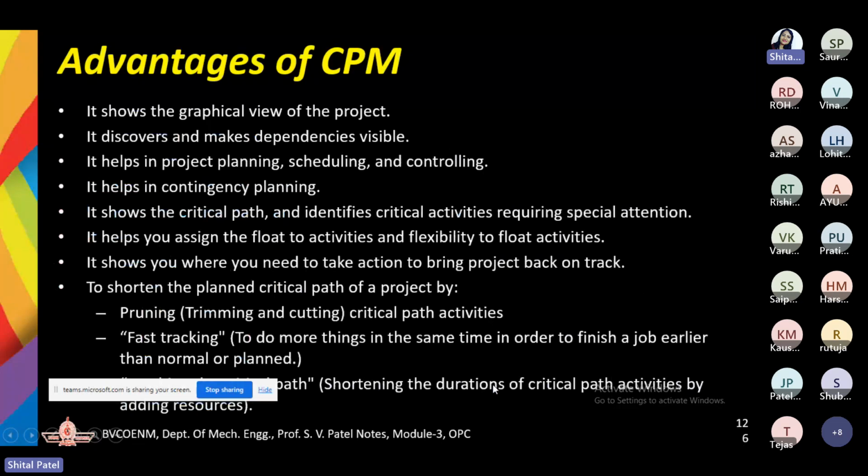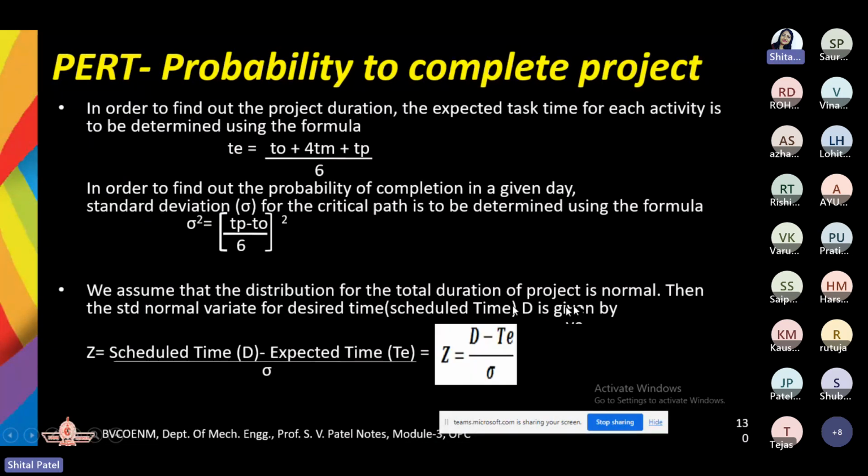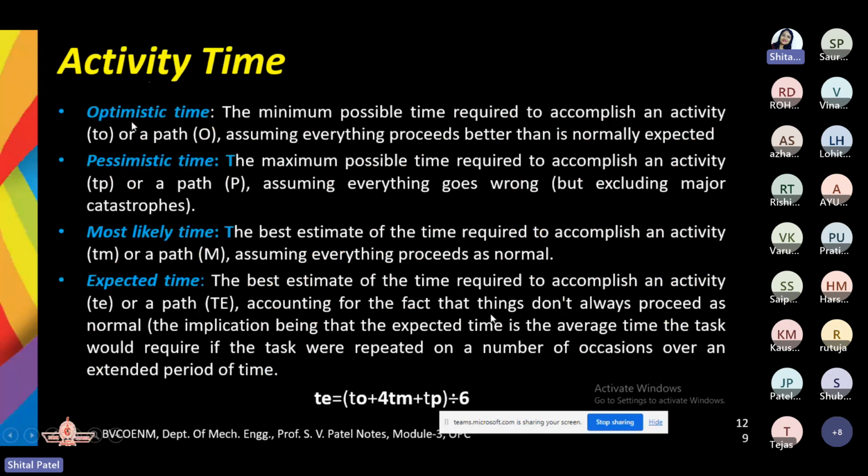Okay. Now let's go ahead. Here three different types of time we are going to consider: the optimistic time, the pessimistic time, the most likely time, and the expected time. See, optimistic means what? Some people say you are very optimistic. Means what? Positive towards everything. Yes, very good.